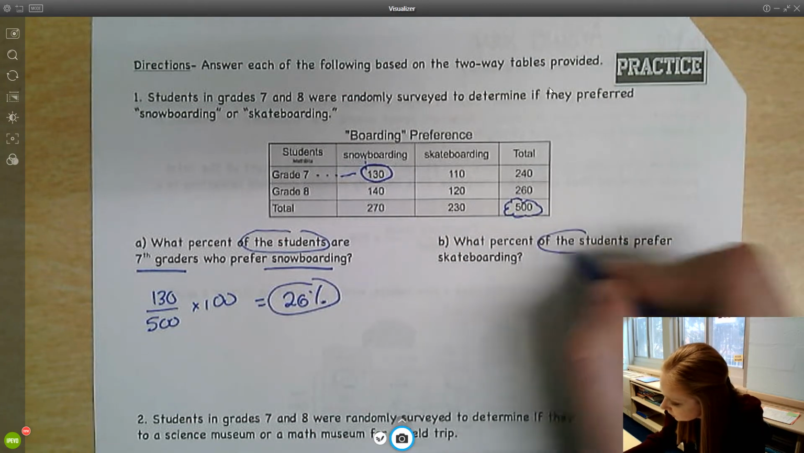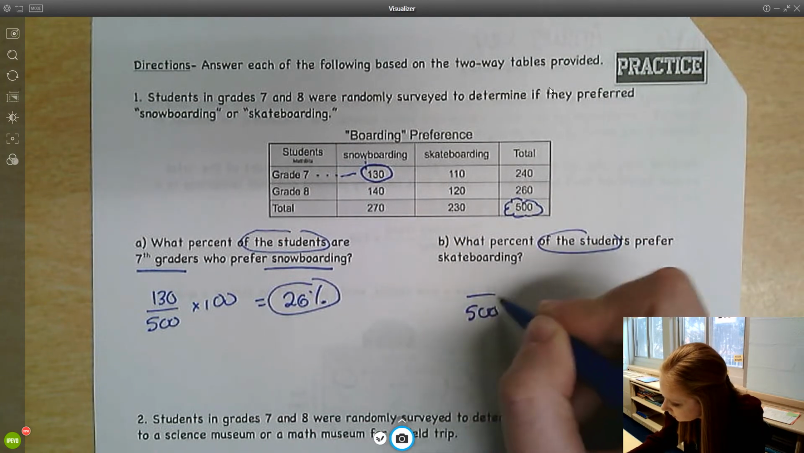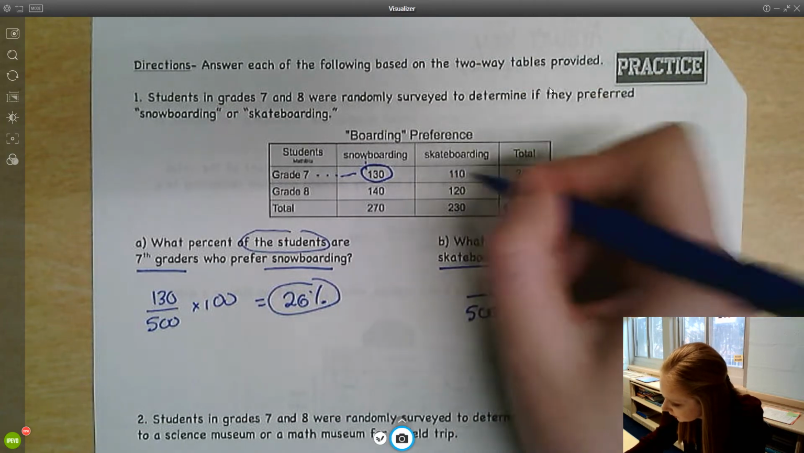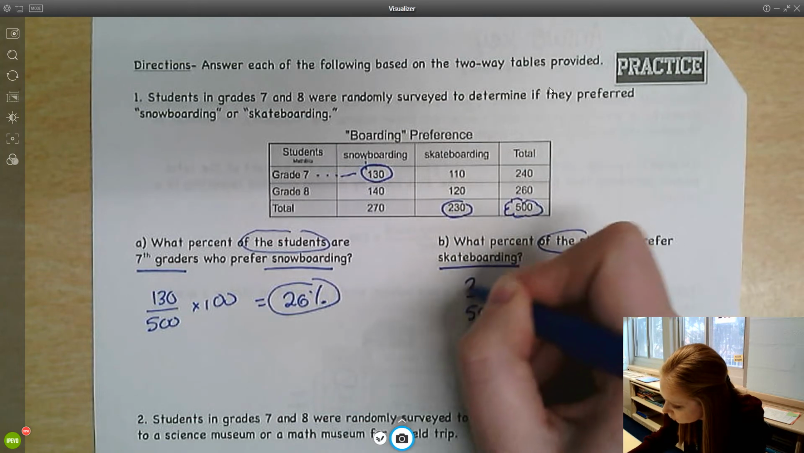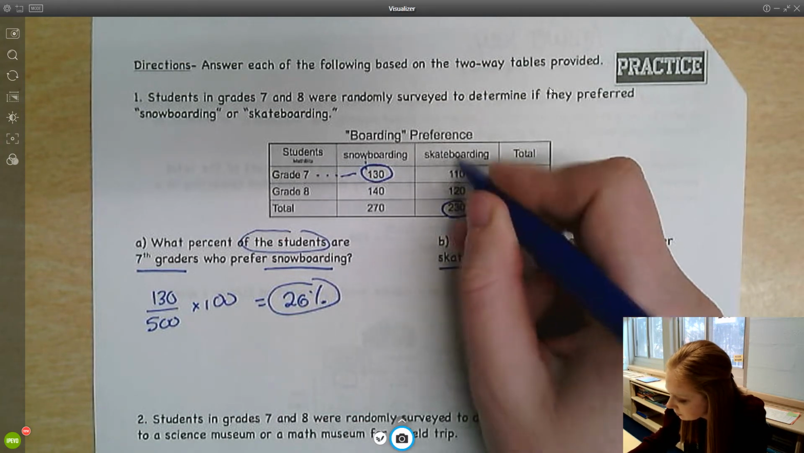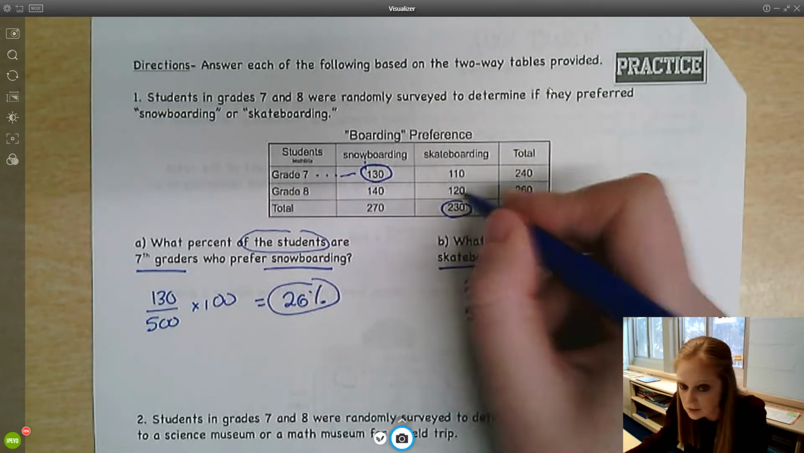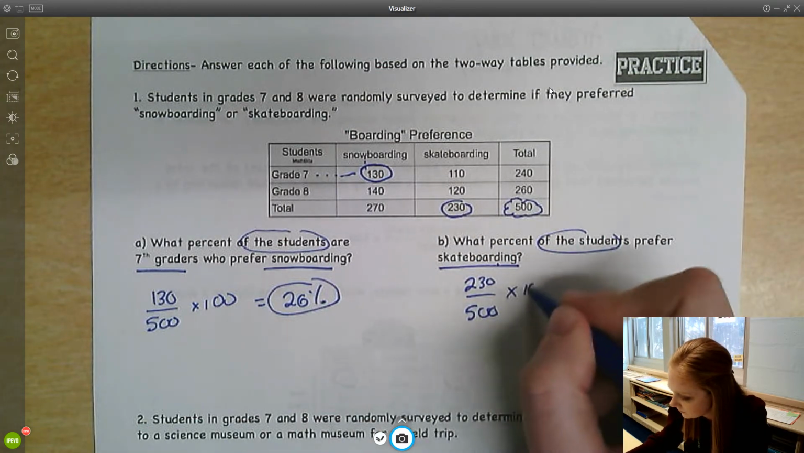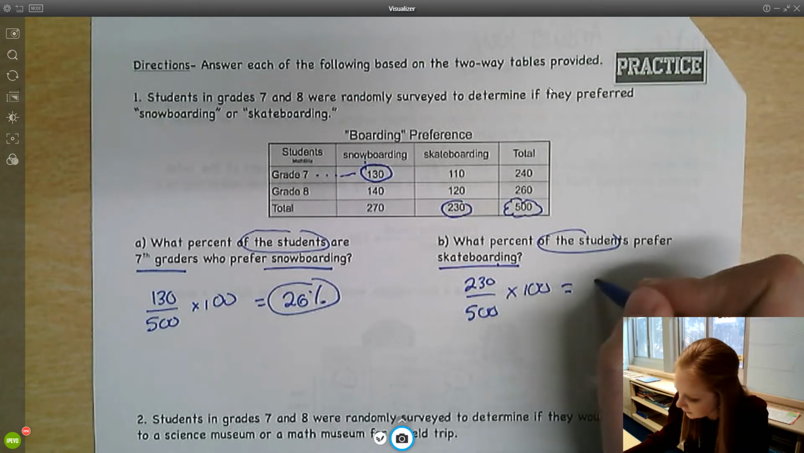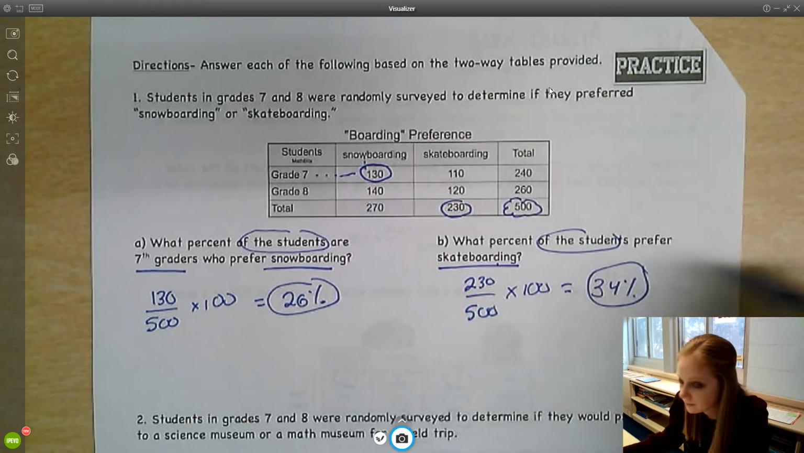What percent of the students, so of all the students, so 500, preferred skateboarding? Well, here's skateboarding. We don't care what grade they're in, so we're going to use this 230 because that's the number of people that picked skateboarding. It doesn't specify which grade, just skateboarding, so we'll use our skateboarding total. And that brings us to 34%. Again, just use a calculator for that.